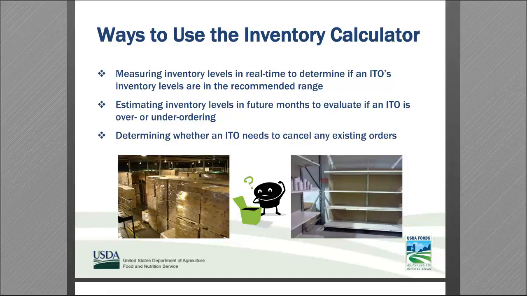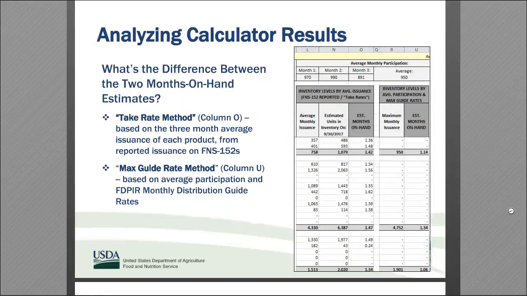Using the calculator in this manner can help you determine whether an ITO needs to cancel any existing orders and which specific orders to cancel. It can also help you to realize if you're going to be low on inventories of a certain food package category so you can make any needed direct or multi-food orders in a timely manner. The inventory calculator can also be used in preparation for a management evaluation. We recommend that you run the calculator using the most recent FNS 152 available to get a snapshot of current inventory levels before you conduct the ME.